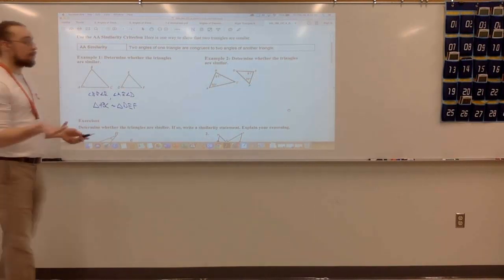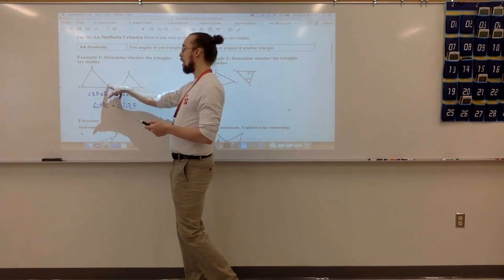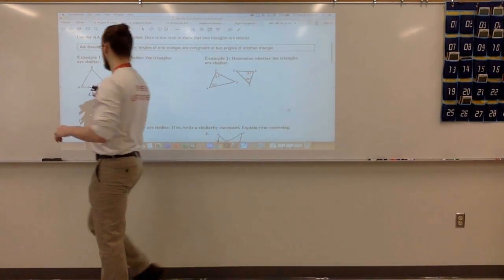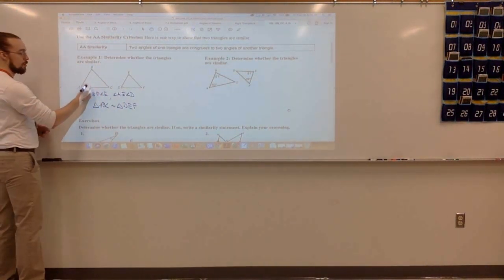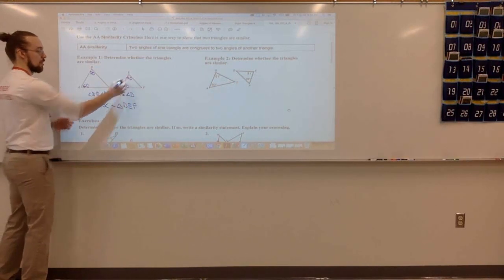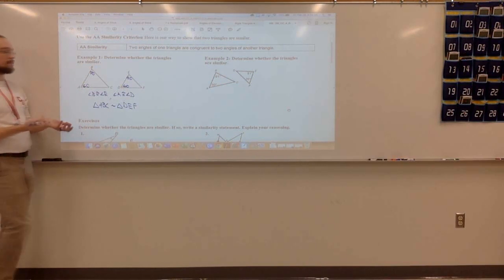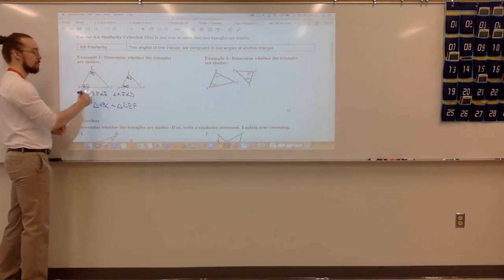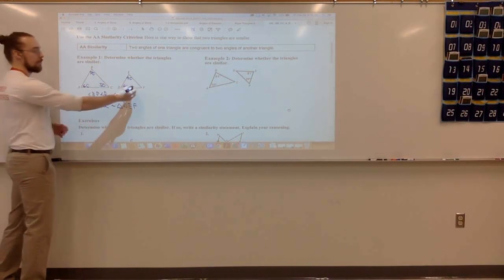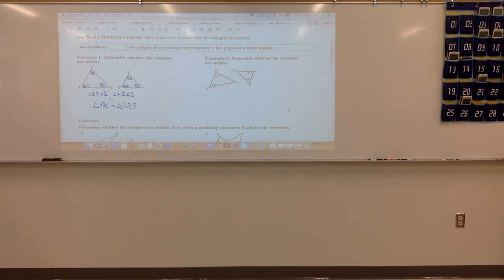Because one thing we talked about earlier in the year was that if I know 2 angles are congruent, that automatically makes the third pair of angles congruent. Like if I know that both of these angles are 60 and both of these angles are 70, then the third pair of angles would both have to be the same. They would both have to be 50. If I take 180 minus 60 minus 70, I get 50, and I get 50. So all we need is 2 pairs of angles. That's it.